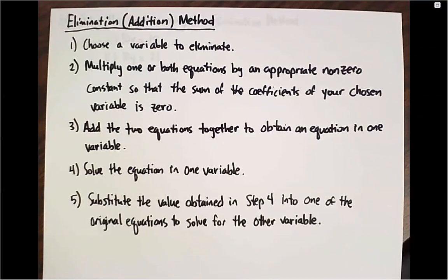Now, if that variable in both of those equations does not have coefficients that add up to be equal to 0, then you have to multiply one or both of the equations by some constant to make them add up to be 0.